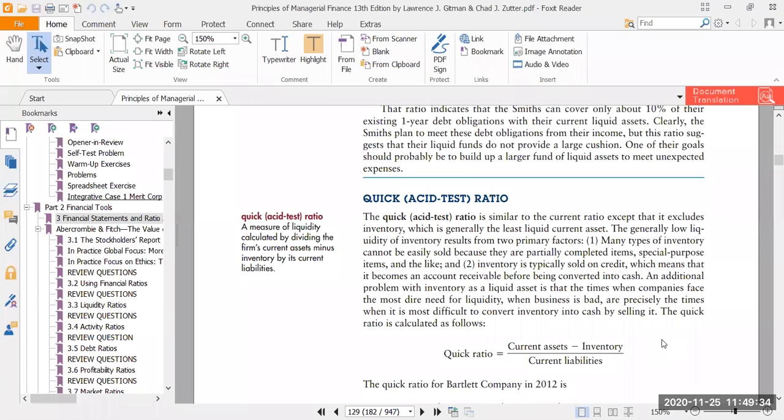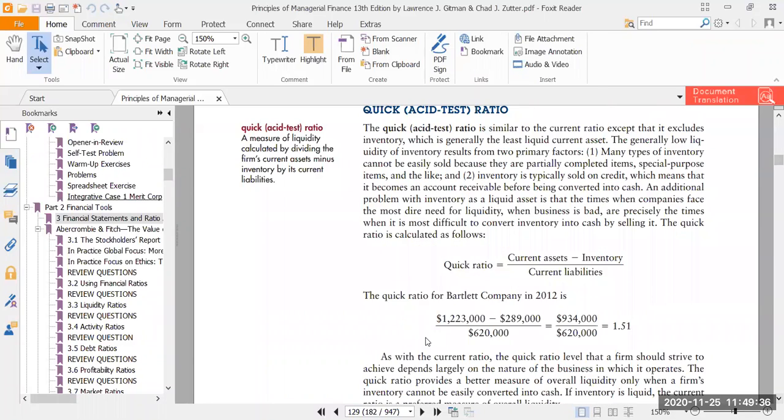So you have the current assets from the previous figure, which was 1.223 million dollars, and now we subtract the inventory figure, which is $289,000, and it results in $934,000. It is divided by the same figure for the current liabilities, which was $620,000, and now we get the result as 1.51.